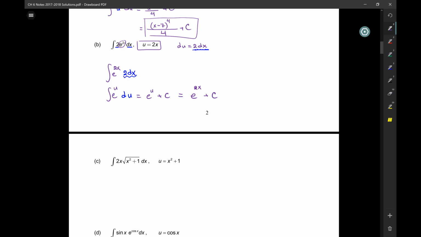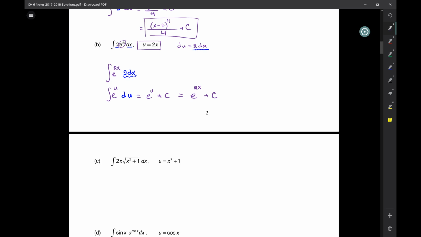This rearranging part is optional. If you could see it without rearranging, fine. If you have to rearrange it to minimize careless mistakes, please do that. I'm not going to take points off for anybody because they showed more work. I'm not going to think less of you as a student because you went one more step.